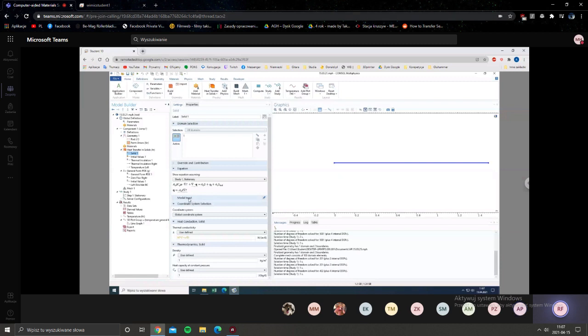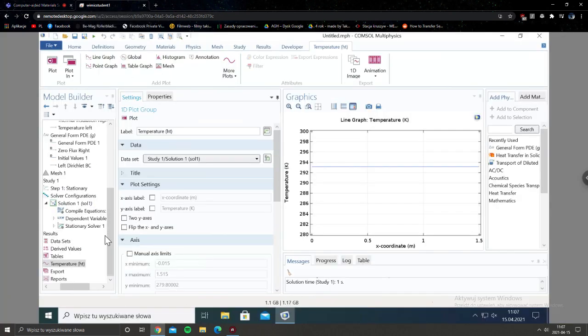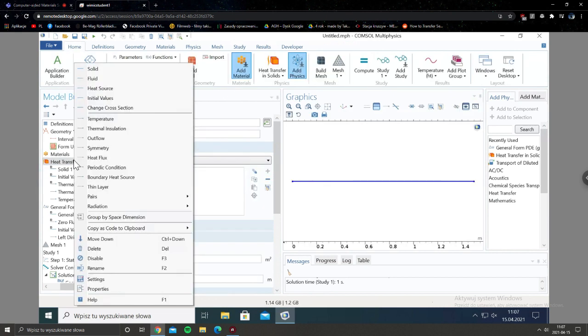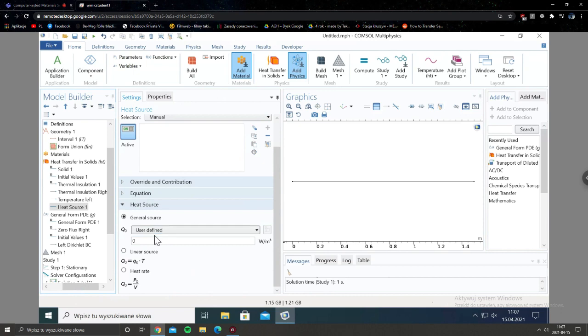So right-click on heat transfer in solids and choose add heat source. And now in the user-defined general source, write 2 multiplied by capital V divided by R multiplied by bracket T minus TOT. Close the bracket and stationary and compute again.